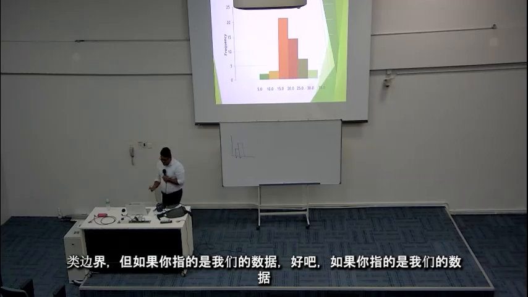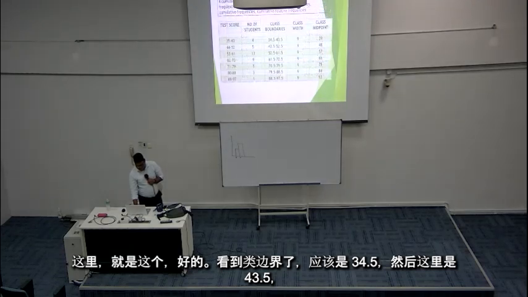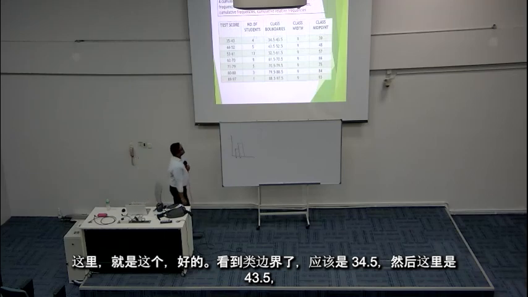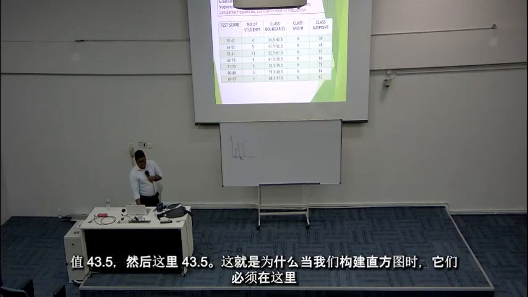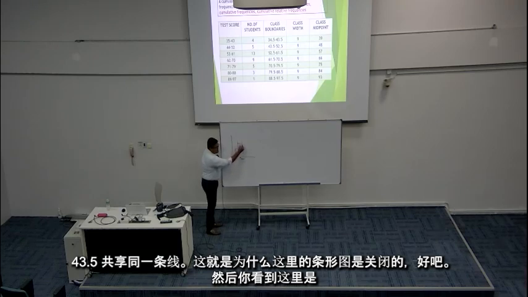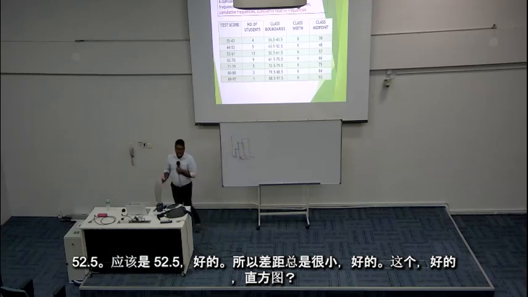But if you are referring to our data here, see the class boundary, it should be 34.5 and then here 43.5. You see, the first class boundary and the second row of class boundary share their value: 43.5 and then here 43.5. That is why when we construct a histogram, they must share the same line at 43.5. That is why the bars are close to each other. And then here it should be 52.5. So always the gap is closed.